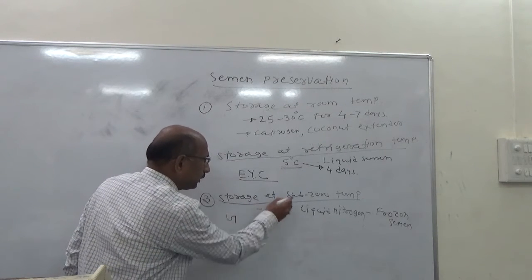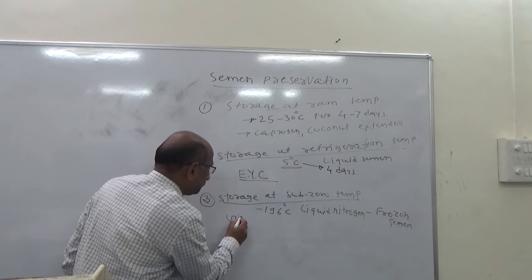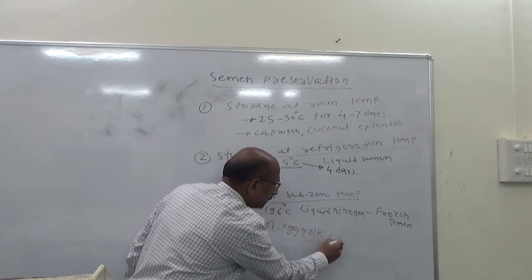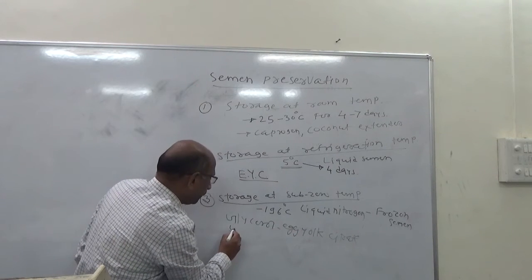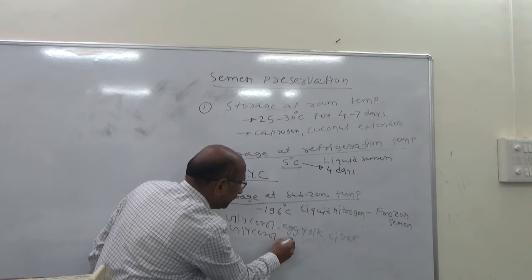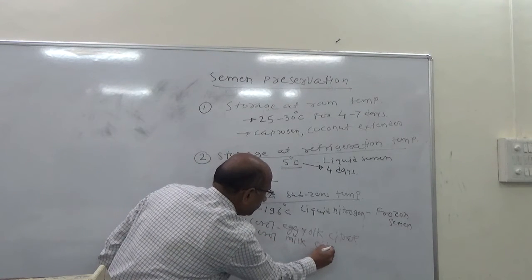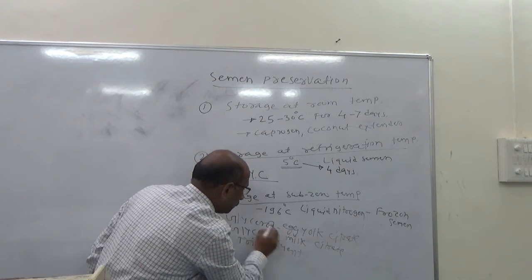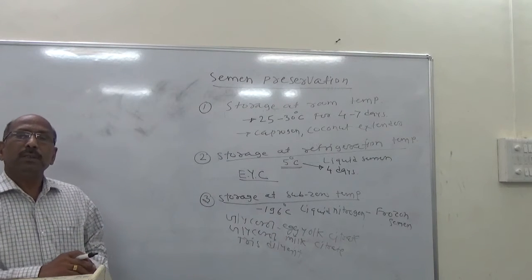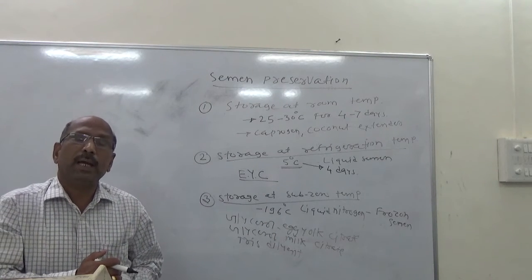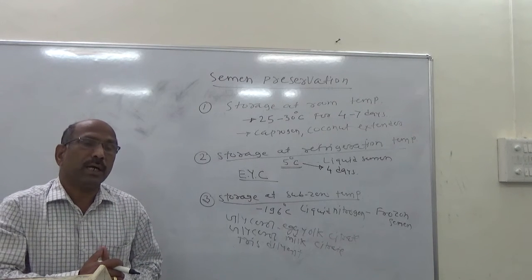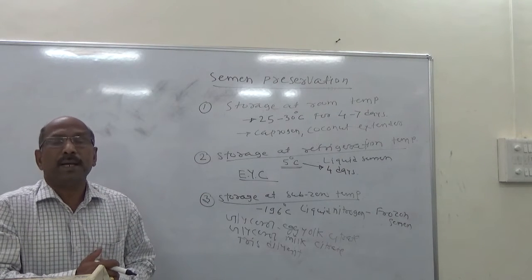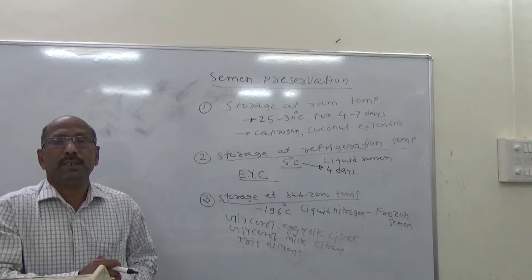The diluents used for frozen semen are, first, glycerol with egg yolk citrate, second, glycerol with milk citrate, and third, tris diluent. These three are commonly used for preservation of semen at minus 196 degrees centigrade in liquid nitrogen.